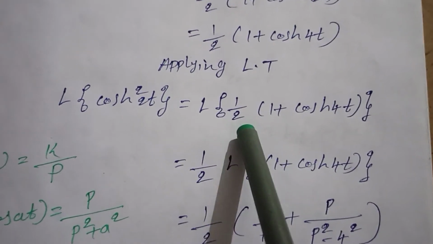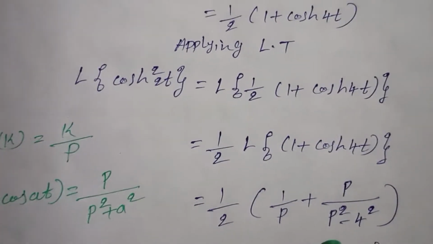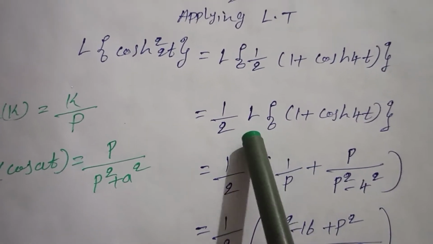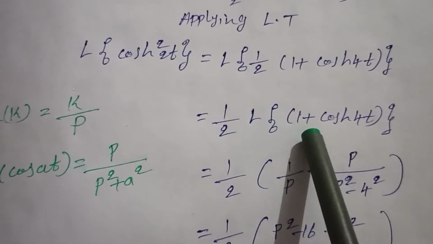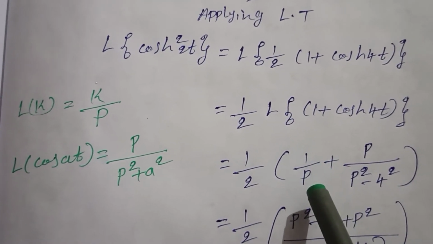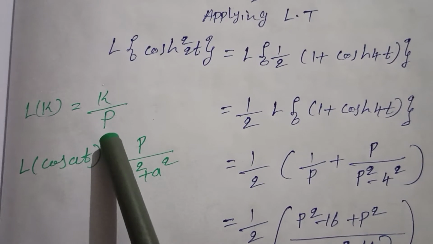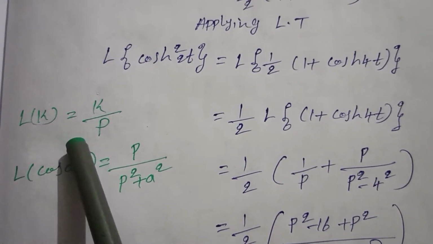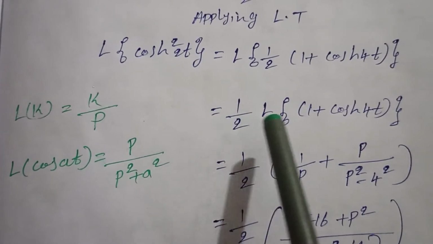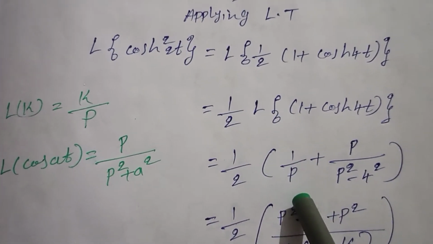Here 1 by 2 I am writing outside, it's a constant, that's why I am writing outside of the Laplace transform. Here if you apply Laplace for 1, we will get 1 by p. By using L of k is equal to k by p, in place of k here we have 1, that's all.